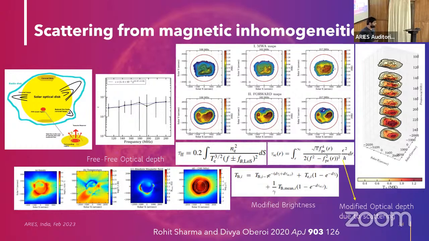So are these magnetic or density inhomogeneities? I'm mixing them at the moment because I'm treating it as static. If there are magnetic fields, then I'm assuming that the density also follows a similar type of inhomogeneity. So these are density enhanced regions, but also magnetically enhanced regions.